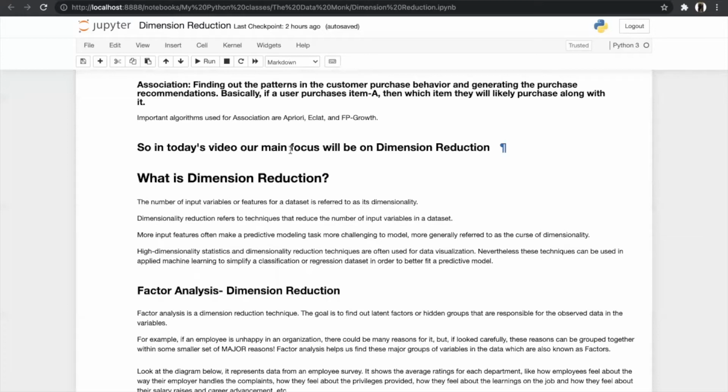If an employee is unhappy in an organization, there could be many reasons for it. But if you look carefully, these reasons can be grouped together within some smaller set of major reasons. Factor analysis helps us find these major groups of variables in the data, which are known as our factors. So let us look at the diagram below.